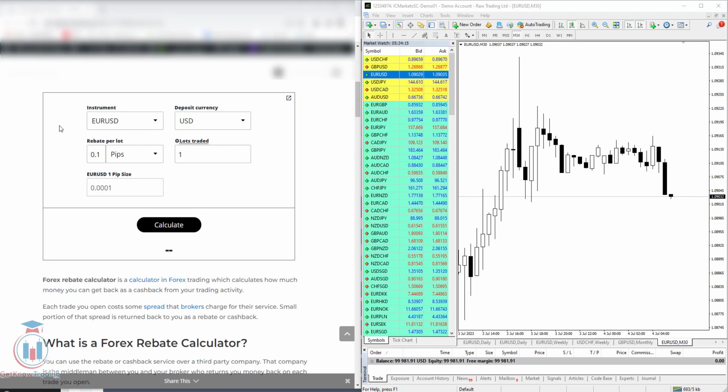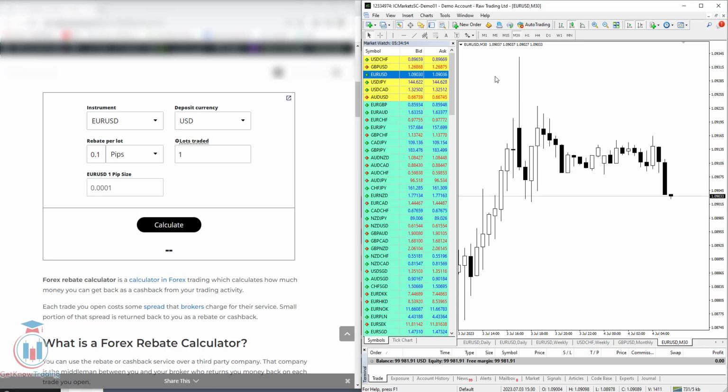On the left side you can see that the Forex Rebate Calculator has several fields that you need to enter to define what you are trading and what is your deposit currency, what is the rebate per lot, and what are the lots traded. I will use, for example, EURUSD with deposit USD as a currency, and here you define what is the rebate that your third-party provider gives you as a rebate for each lot you trade. Have in mind that you can put here any number of the lots, but for example I have used that you are trading, for example, one lot totally.